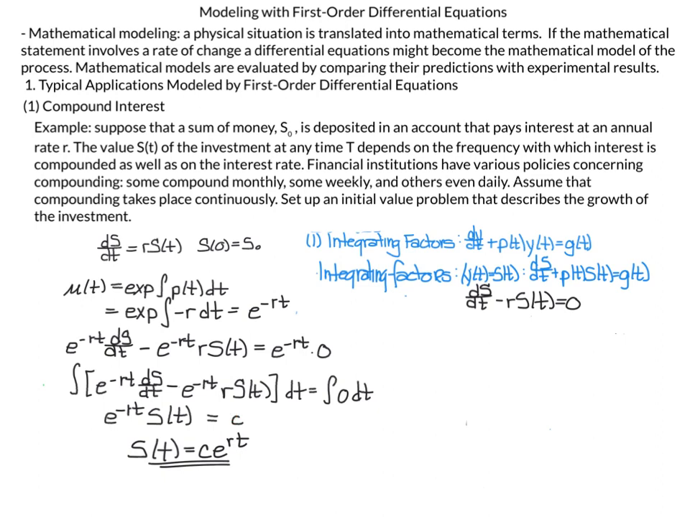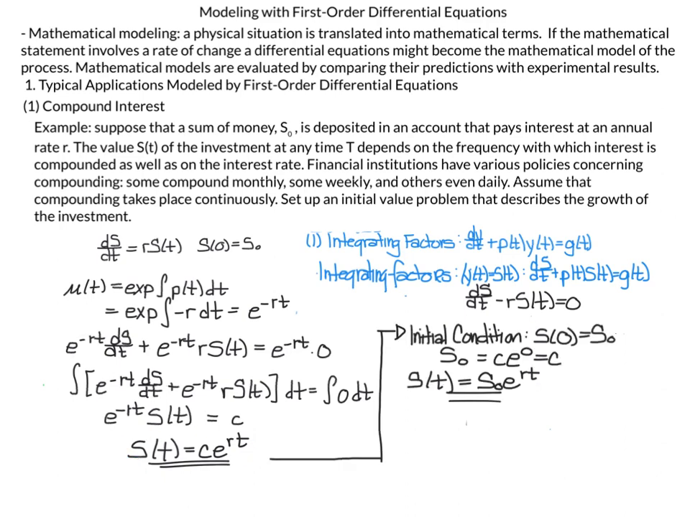I have c over here. To get s of t, I divide both sides of the equation by e to the minus rt, and this is my solution here. To solve the initial value problem, at time t equals 0, I have s naught. That's the amount of money I start with. So plugging in 0 for t, I get c times 1 is equal to s naught. So my initial value problem solution is s of t equals s naught e to the rt. So this is my solution.